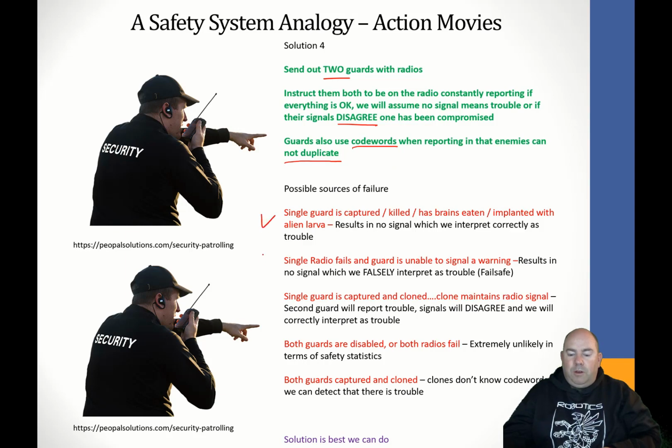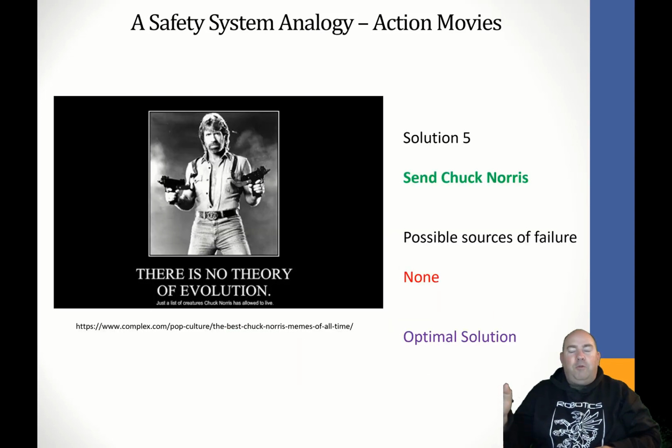So we are good there, good there, good there, good there. And the final one that we still had a problem with: if they're captured and cloned, the clones won't know what those code words are, so we can detect that that is a problem. So this is the best solution we have so far. That is our solution number 4. The only thing we could do that would be better is if we actually sent Chuck Norris out there as our guard. There is no possible chance of failure in this situation. This is our optimal solution.